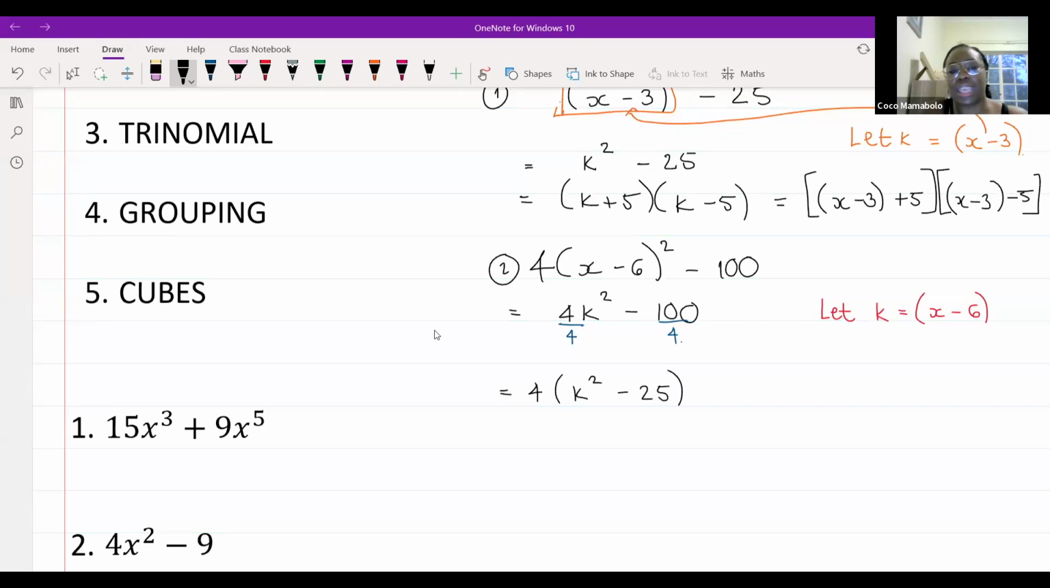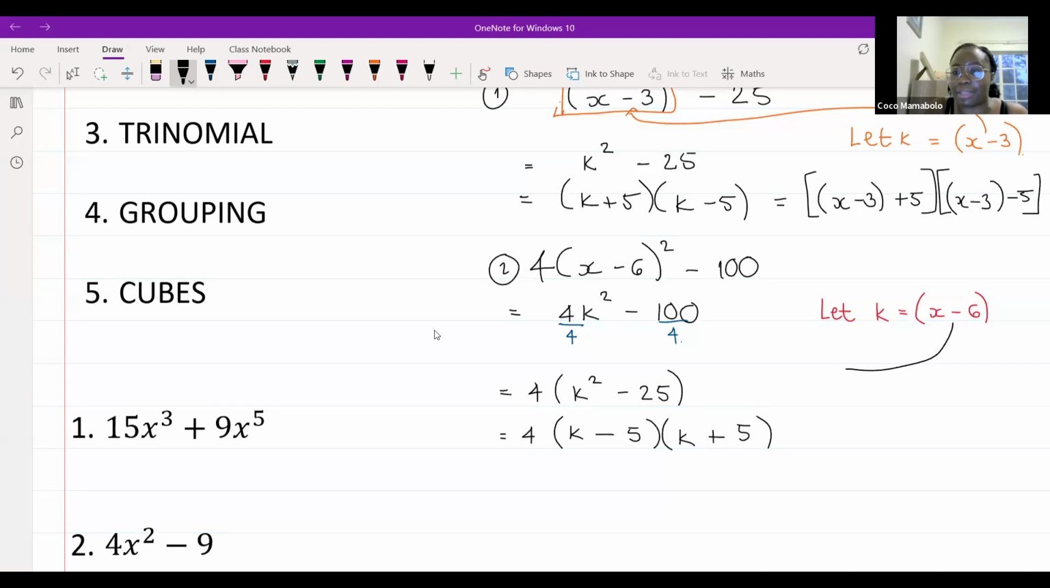And then I noticed that k squared minus 25 is dots. We're back to dots again. So I'm going to go 4, and then open 2 brackets, and I can factorize this, a negative and a positive. I'm going to get k, and then the square root of 25 will give me 5 and 5. Okay, but remember, my original answer did not have k in it. My original answer had x minus 6 in it.